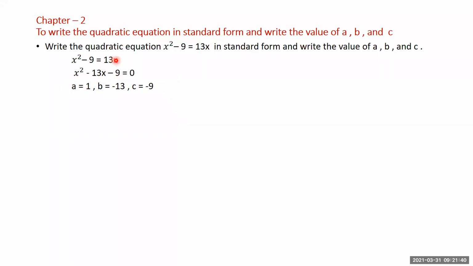So 13x you bring to the other side, the left side. So this plus 13x becomes minus 13x, and this minus 9 stays as it is. So equal to 0. So now we have it in the standard form.